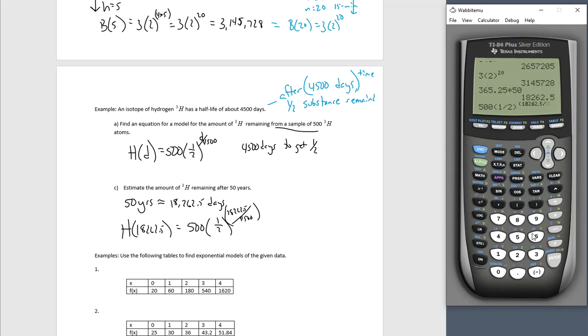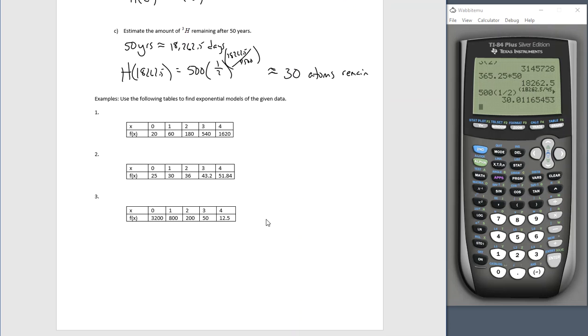18,262.5 divided by our 4,500, because that's how many days it takes to double. We'll get about 30 atoms remaining. And that's not right. That is right. Because of the days and the years, it's a lot of time, right? 50 years is way past 4,500 days. So it's way past the halfway mark. So don't have my doubts. We did it correctly.